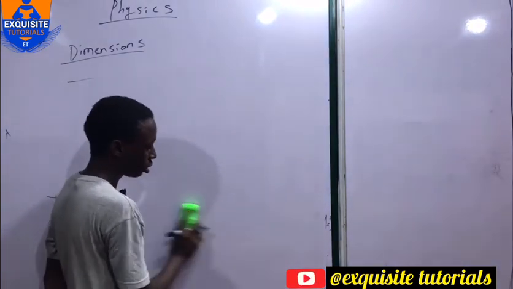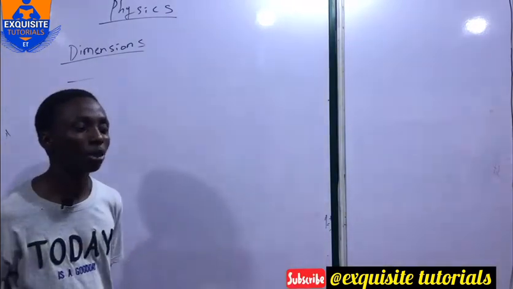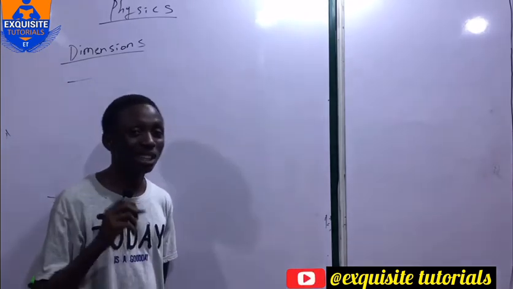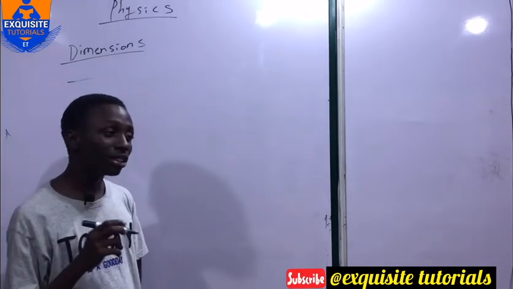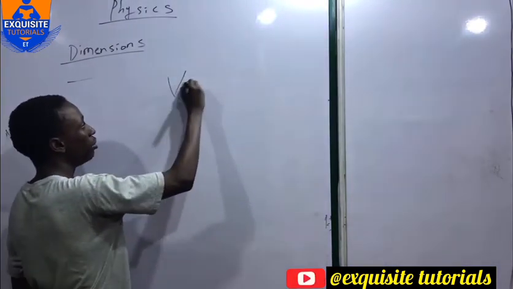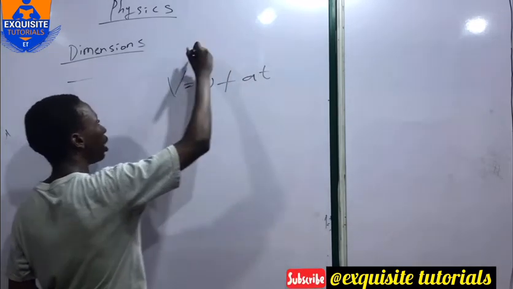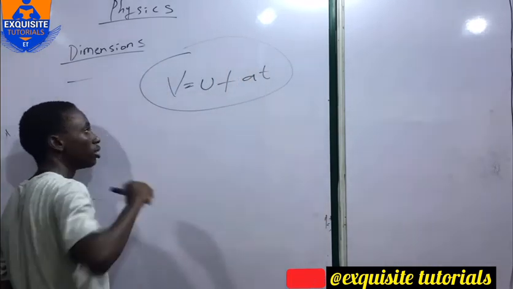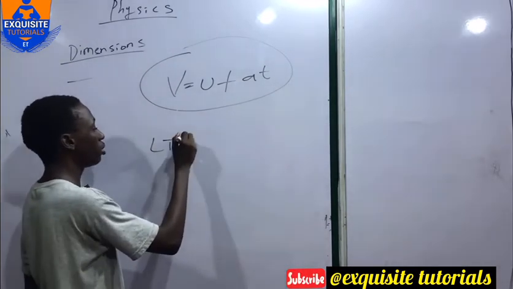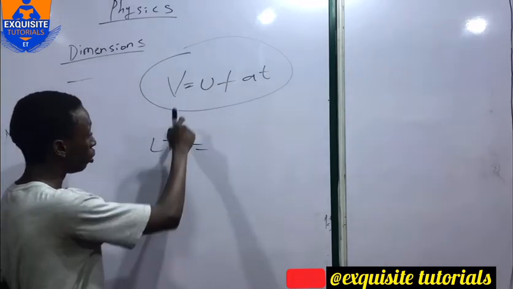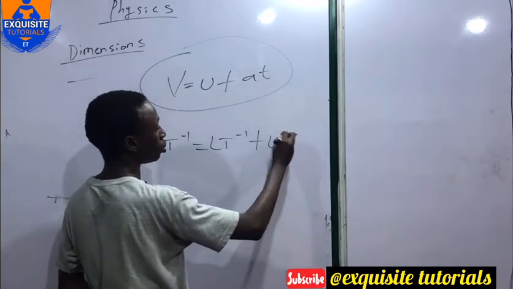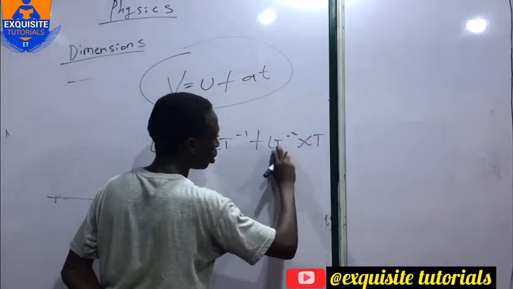So let's look at some applications of dimension. One of the major applications of dimension is to test the validity of an equation. Let's say we have a very popular equation, v is equal to u plus at. We can use the concept of dimension to prove that this equation is correct. The dimension for velocity is LT^-1, the dimension for acceleration is LT^-2, and this time is T.